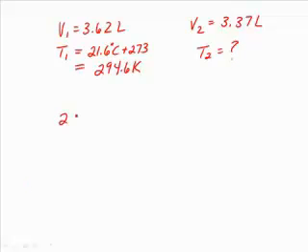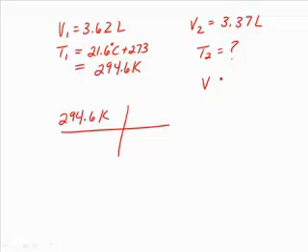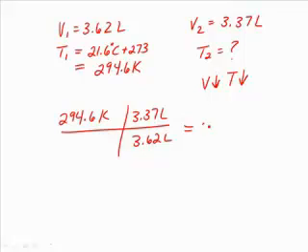So 294.6 Kelvin. All right. If my volume is decreasing, then the temperature would have had to decrease also. So I want 3.37 liters over 3.62 liters, and that gives me 294.6 times 3.37 divided by 3.62. I get 274.3 Kelvin, and so that corresponds to choice B.